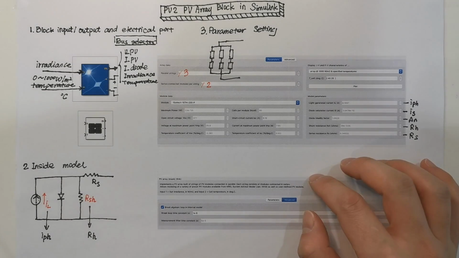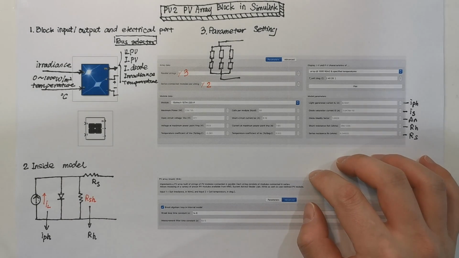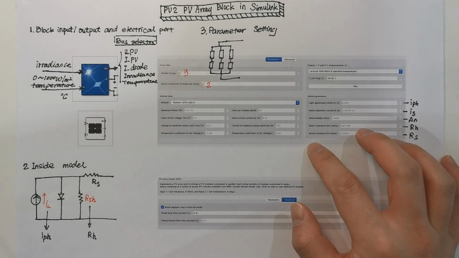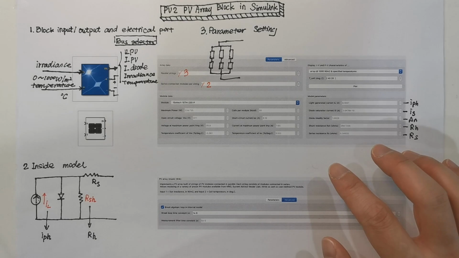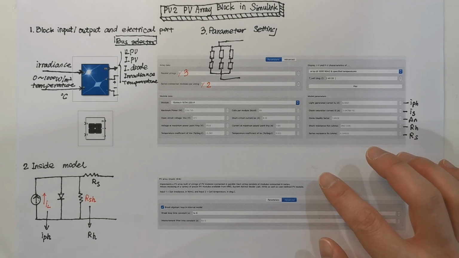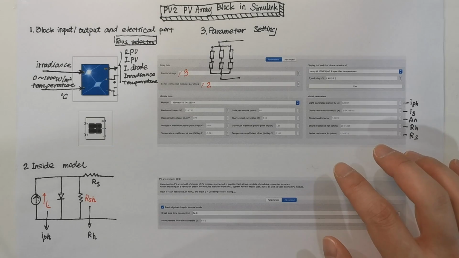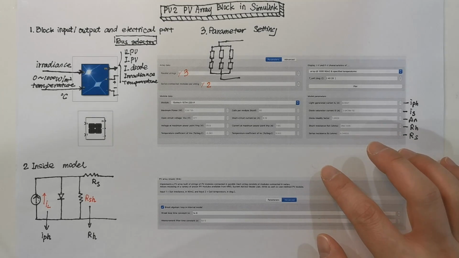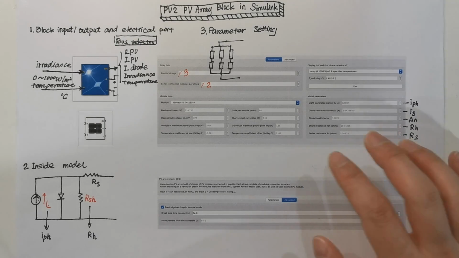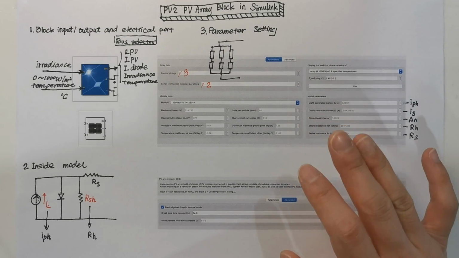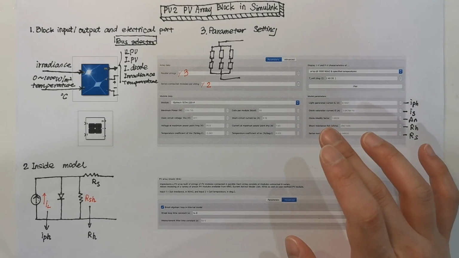In this video, we learned to set the parameters of the PV array block to simulate a PV source in Simulink. In the next video, we will build a PV source model using basic Simulink blocks, and can produce the same PV output characteristics like this one. So thank you for watching. We will see you in the next video.